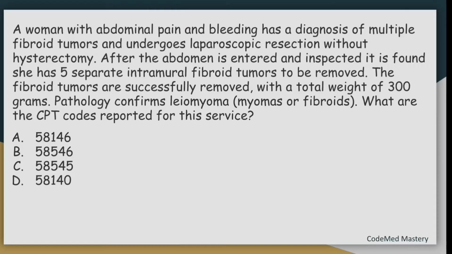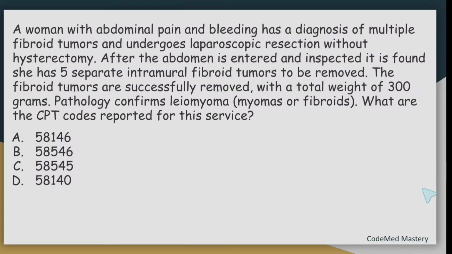Next question. A woman with abdominal pain and bleeding has a diagnosis of multiple fibroid tumors and undergoes laparoscopic resection without hysterectomy. After the abdomen is entered and inspected, it is found she has 5 separate intramural fibroid tumors to be removed. The fibroid tumors are successfully removed with a total weight of 300 grams. Pathology confirms leiomyoma, myomas or fibroids. What are the CPT codes reported for this service? Let us check the options.